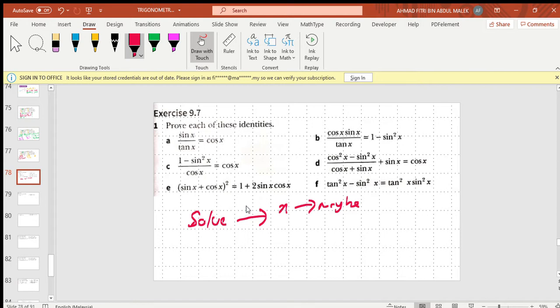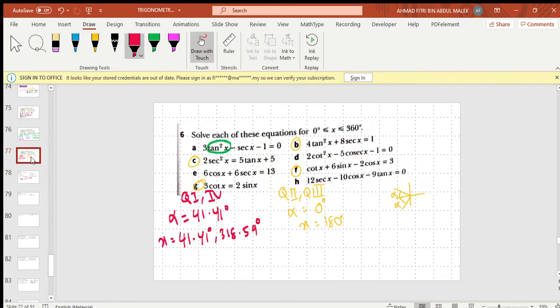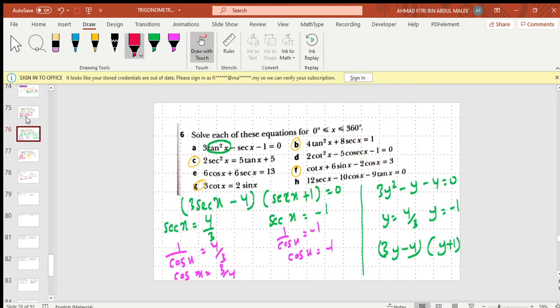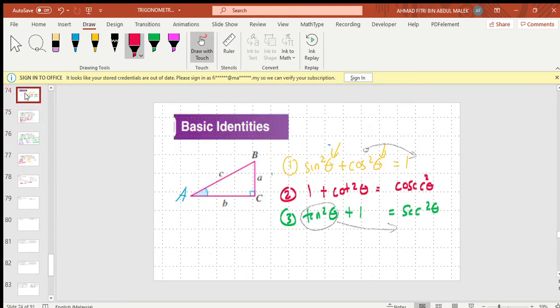Then the second part is you need to know how to sketch the graph and solve problems involving the graph, the amplitude, the shift of the graph, and also the period. In the previous lesson we solved this kind of questions involving the basic identities. These are the three basic identities that we have learned and use to solve them.